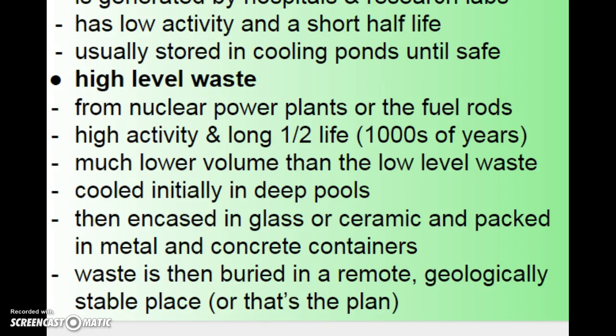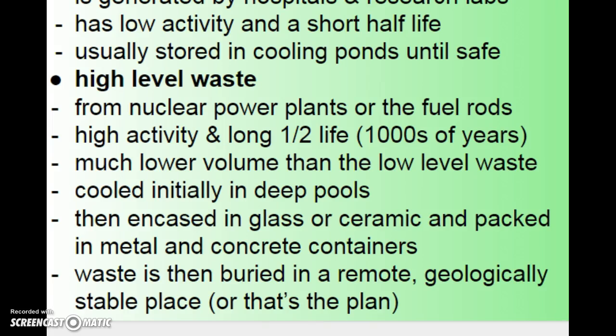It also is cooled initially in deep, cold pools, but then at some point, when its activity has gotten down enough, it's encased in glass or ceramic to keep it contained, and then it's packed in metal and concrete containers. So you're getting the idea of just how nasty this stuff is, that you encase it in glass or ceramic, pack it in metal, and then pack it in these concrete containers several feet thick. And then the idea is to bury it in a remote, geologically stable place.